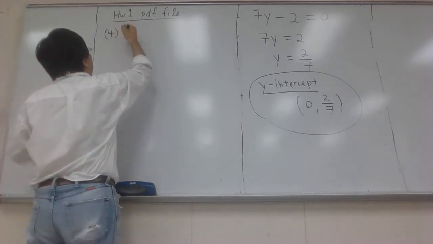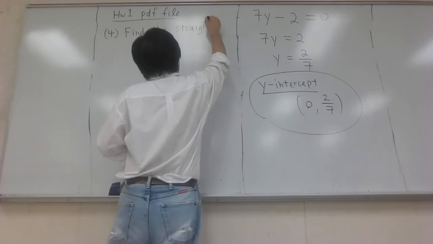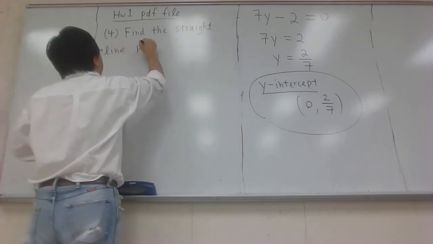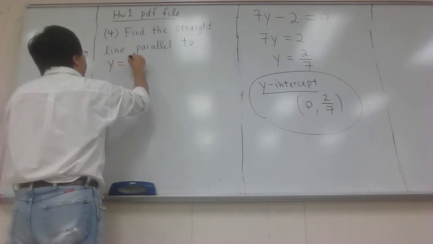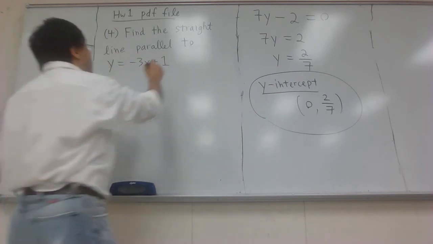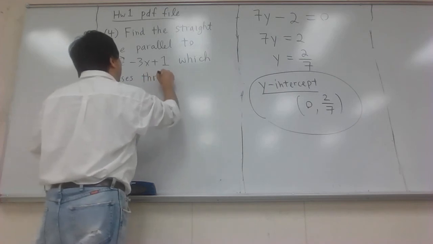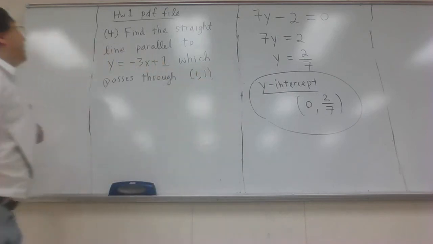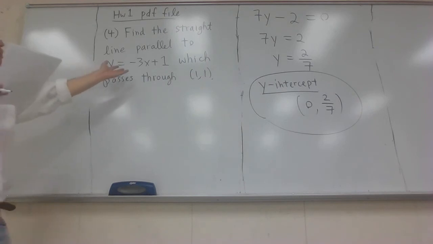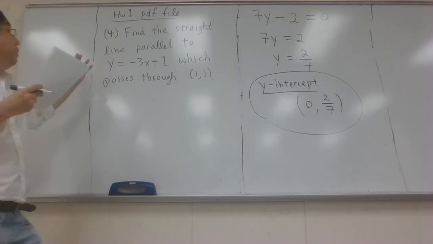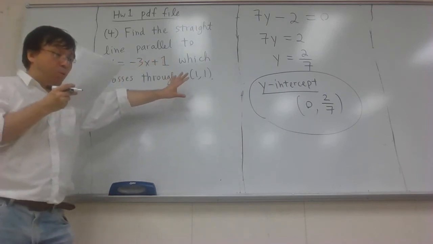So find the straight line parallel to the straight line equation y equals minus 3x plus 1, which passes through the point 1, 1. Find the straight line that's parallel to this straight line equation, y equals minus 3x plus 1, which also passes through the point 1, 1.